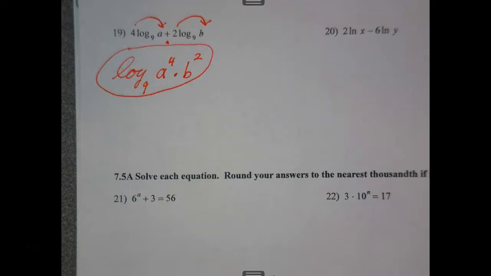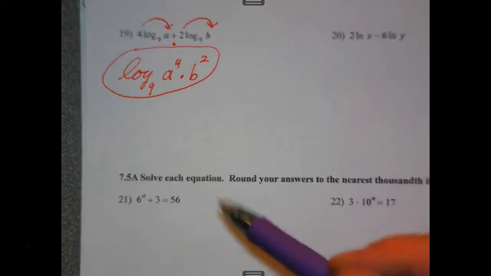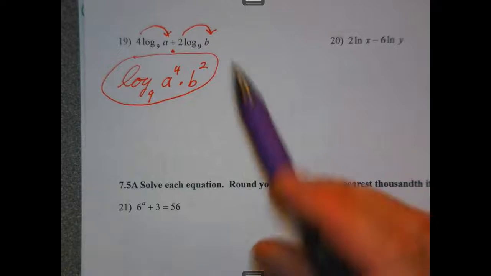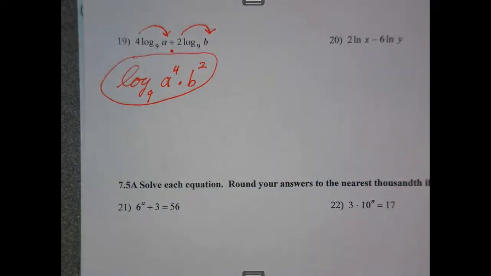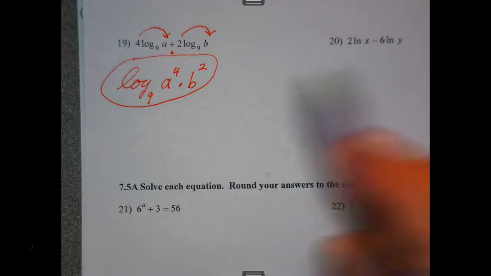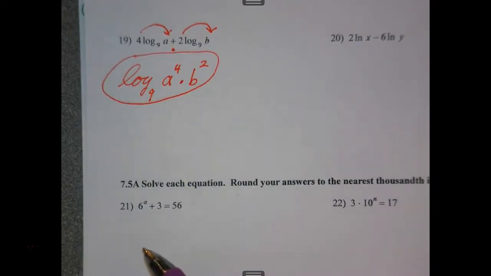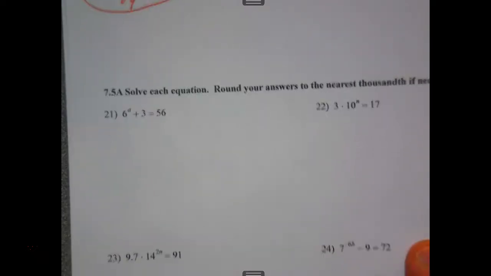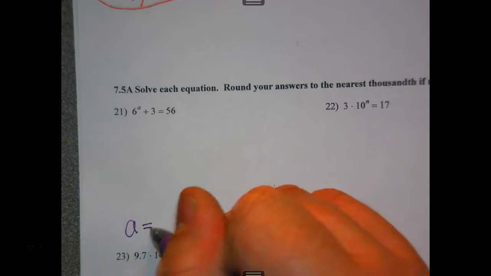Number 21, we have to solve this equation. First of all, what kind of equation is it? Exponential, because they're exponents, right? What's the difference between number 19 and number 21? There's an equal sign. That's the big difference. Here I can have an expression. Here, when I have an equal sign, what am I going to end up with? Yes, an answer. So I have to solve for A. A has to equal something.